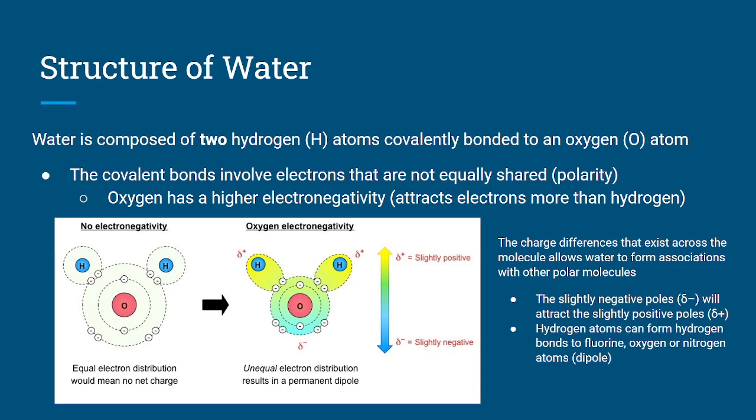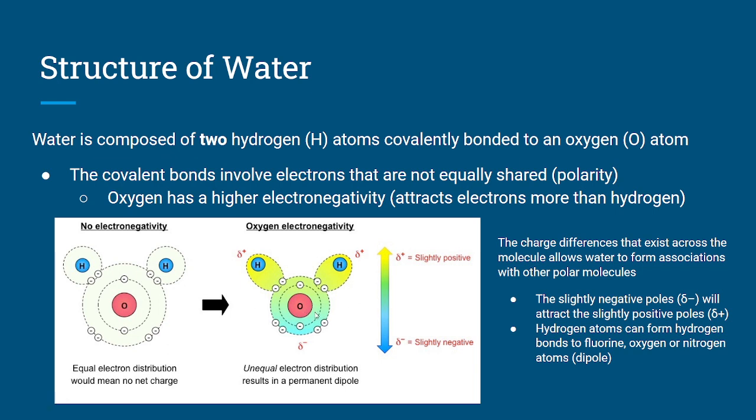The covalent bonds involve electrons that are not equally shared due to polarity, and oxygen has a higher electronegativity as it attracts more electrons than hydrogen. Shown here, the electrons are seen much closer to the oxygen atom rather than the hydrogen atoms. When compared to this diagram that shows no electronegativity, we can see the differences in distance between the electrons from the hydrogen atom versus the distances from the oxygen atom.